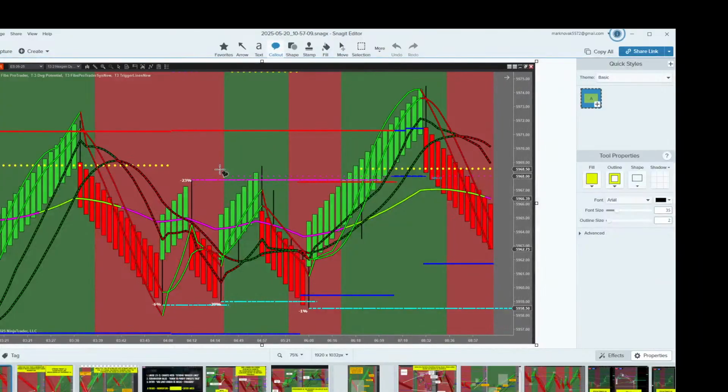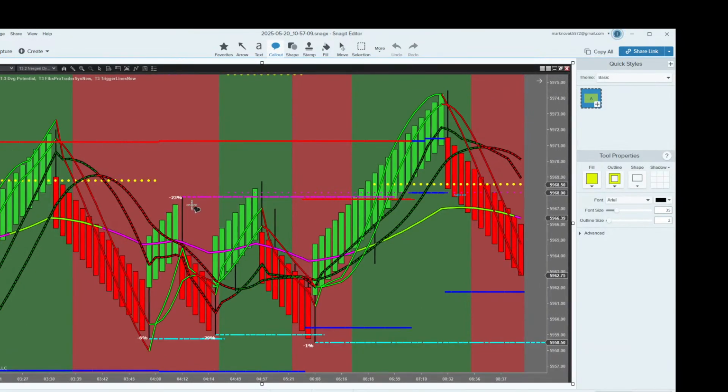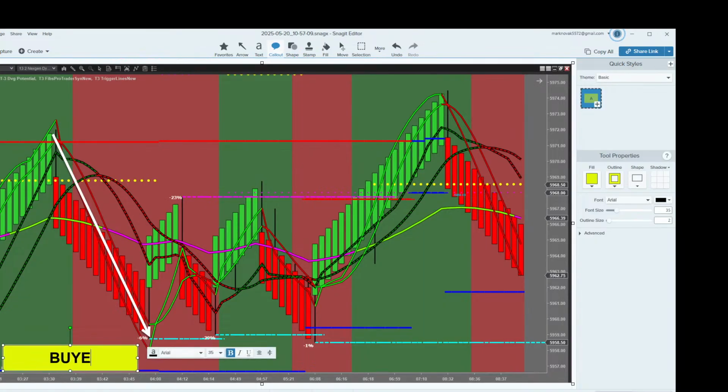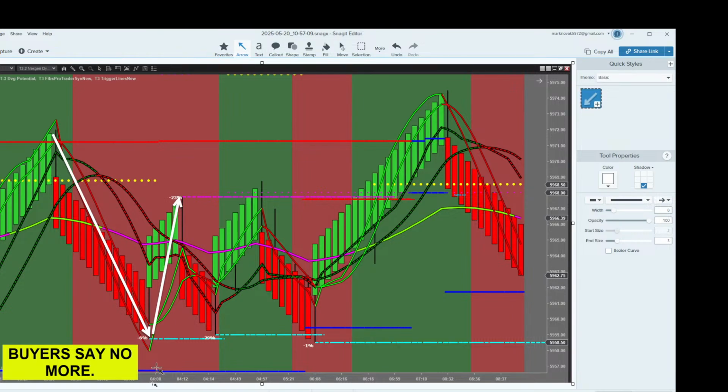I told you guys that I create scenarios in my head for what I believe the people in charge are thinking. So the sellers are in control and they're pushing down and life is good. And right at this exact number, the buyers said, no more. I'm stealing your momentum and I'm going to push it up. And right here, the sellers said the same thing. And right here, the buyers said the same thing. So buyers say no, sellers say no, buyers say no.